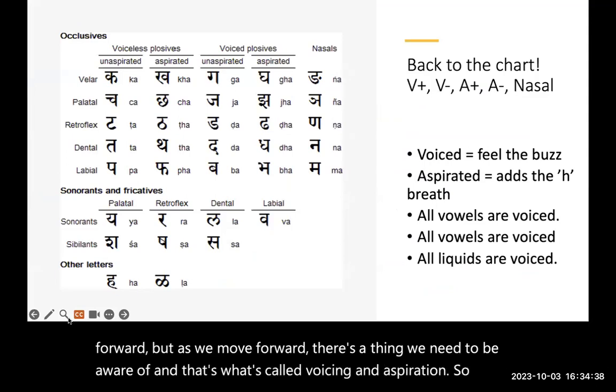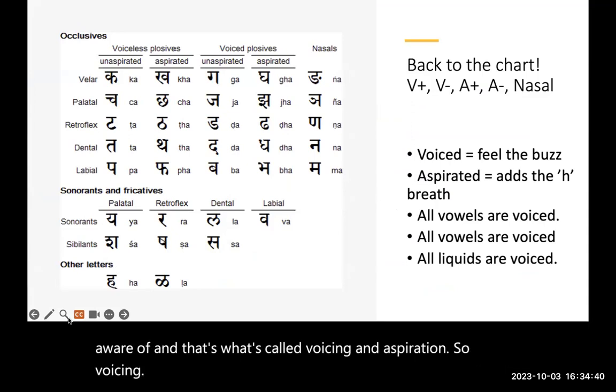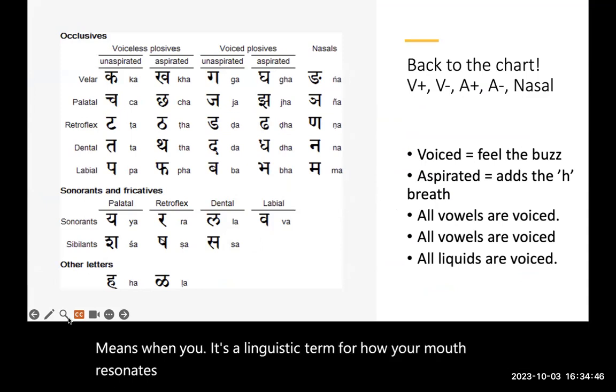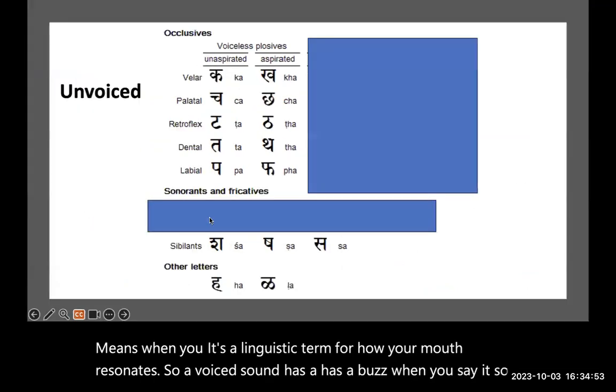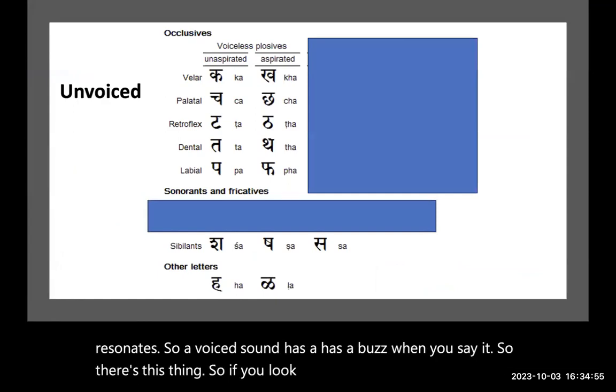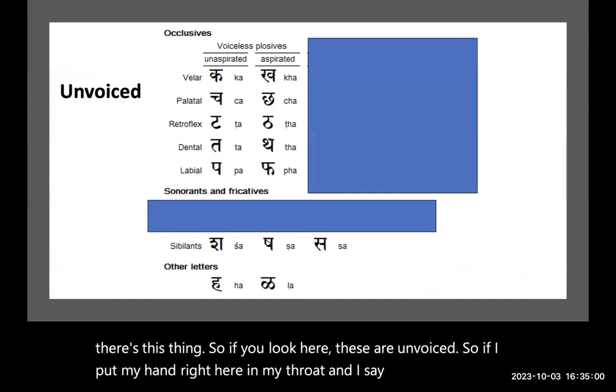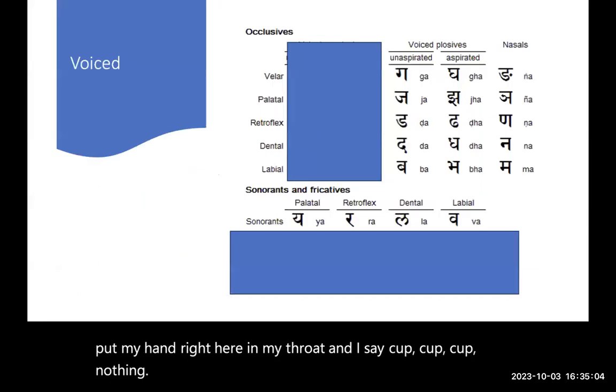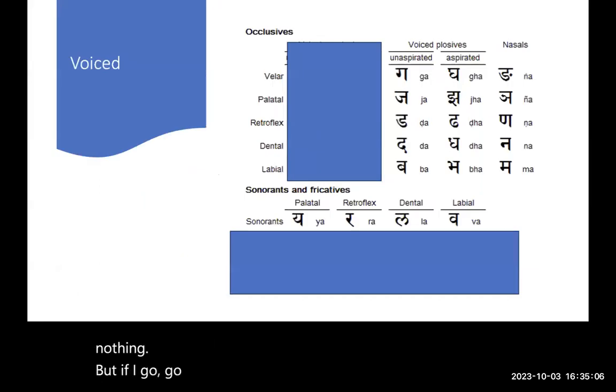Voicing is a linguistic term for how your mouth resonates. A voiced sound has a buzz when you say it. If you look here, these are unvoiced. If I put my hand right here in my throat and I say ka, ka, ka, nothing. But if I go ga, ga, na, there's a vibration.